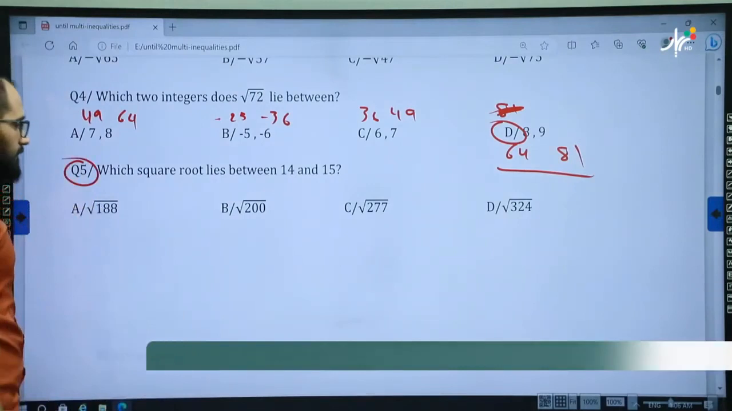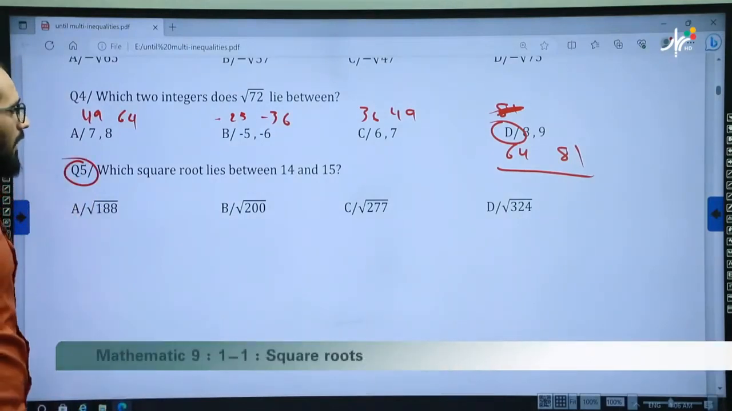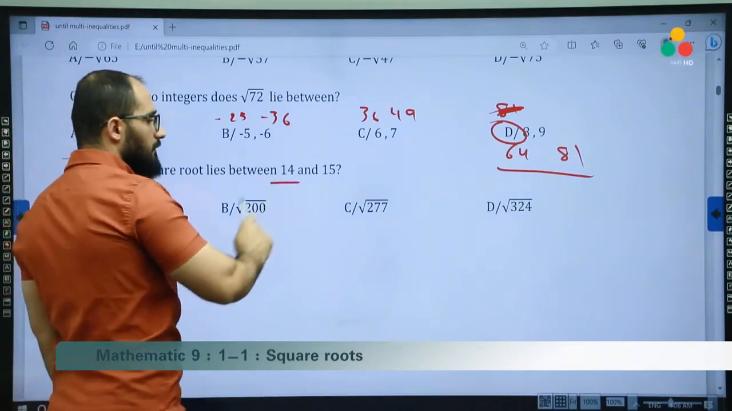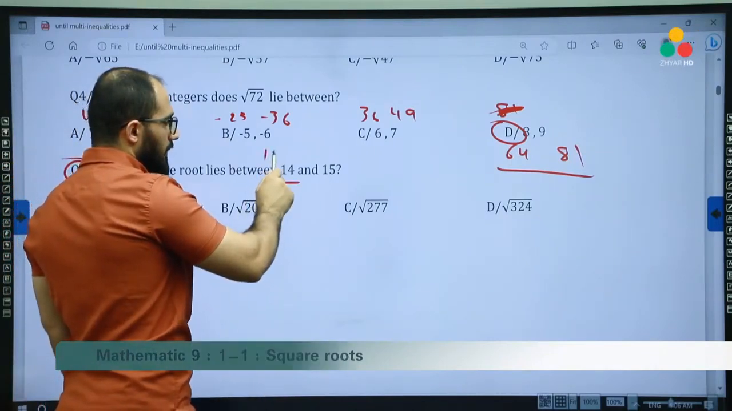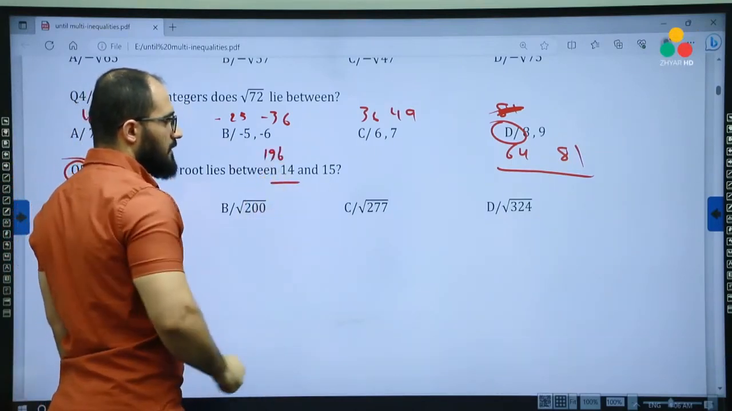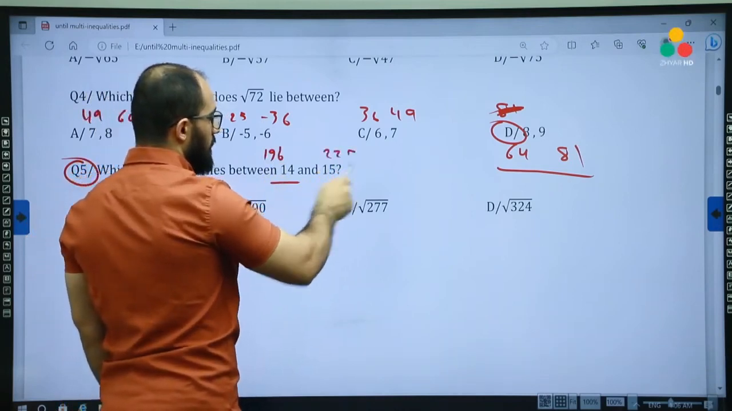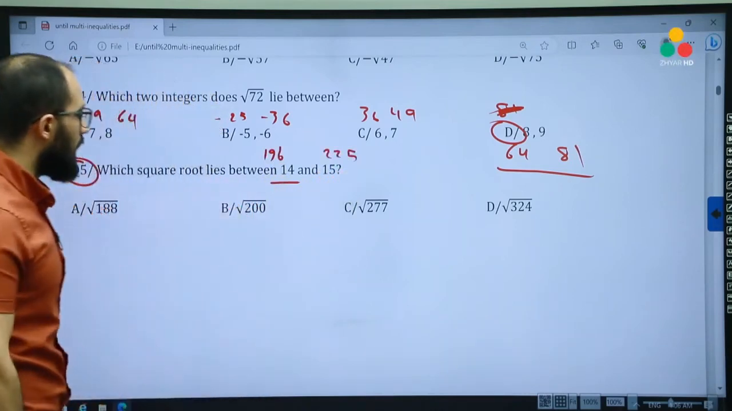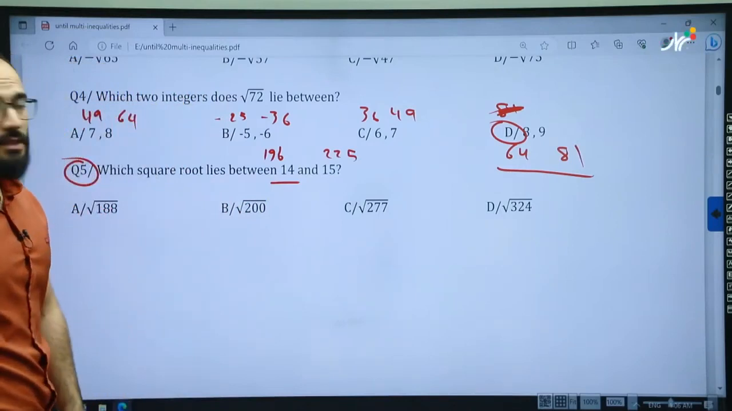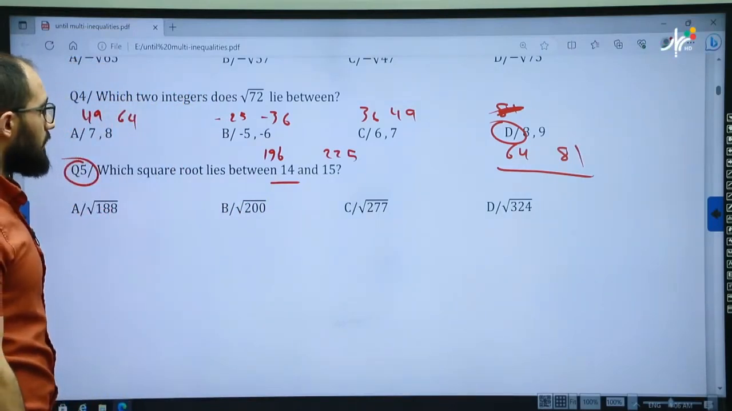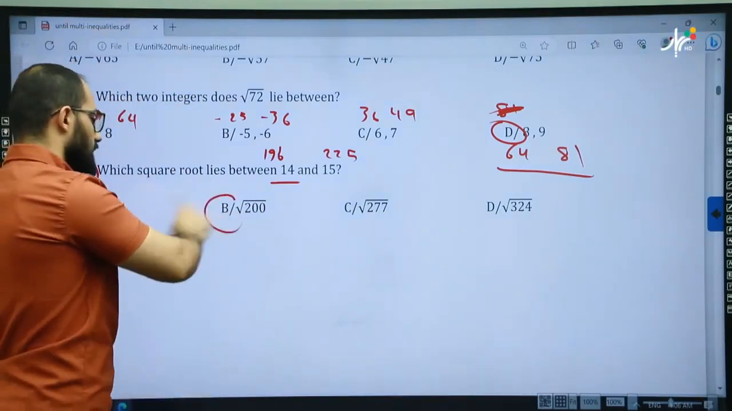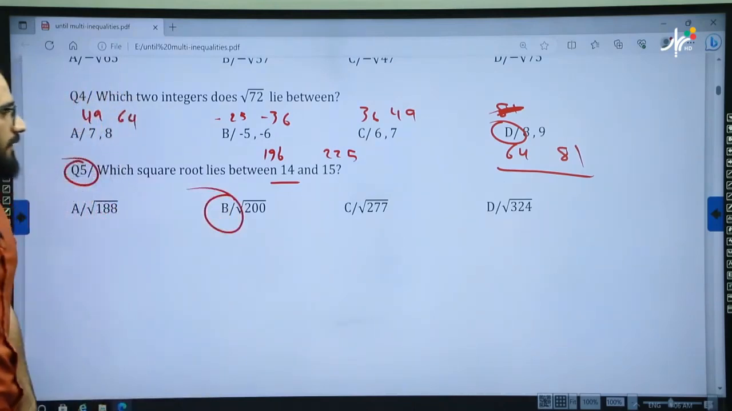The last question, which square root lies between 14 and 15? 14 times 14 is 196. 15 times 15 is 225. So which number lies between 196 and 225? So it is 200. 200 is located between 196 and 225.